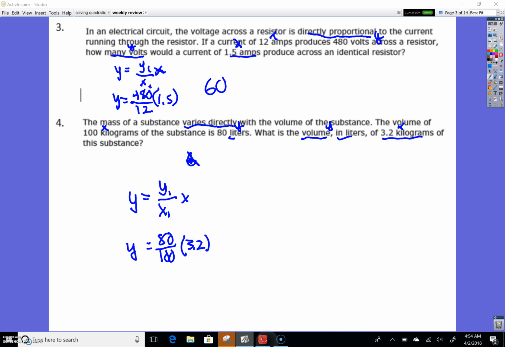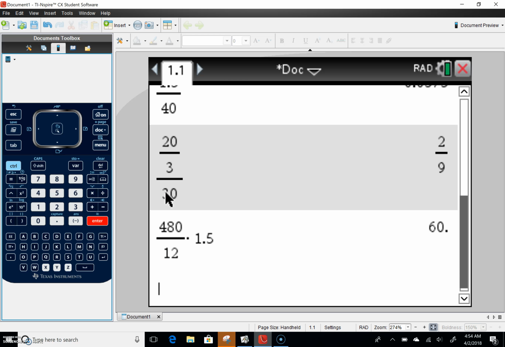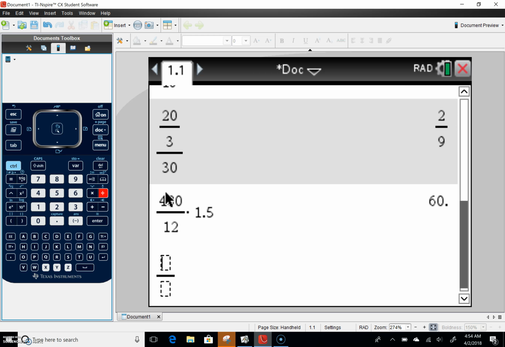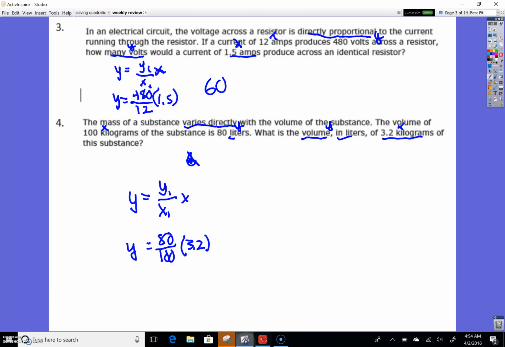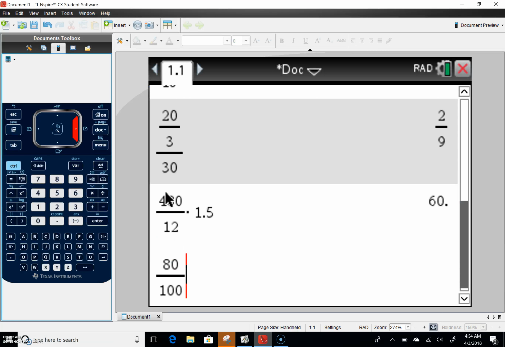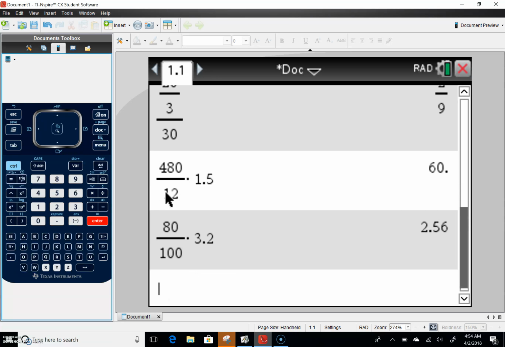Okay, so calculator, control divide, 80 over, delete. I already did control divide. What was that number again? 3.2. So the answer is 2.56.